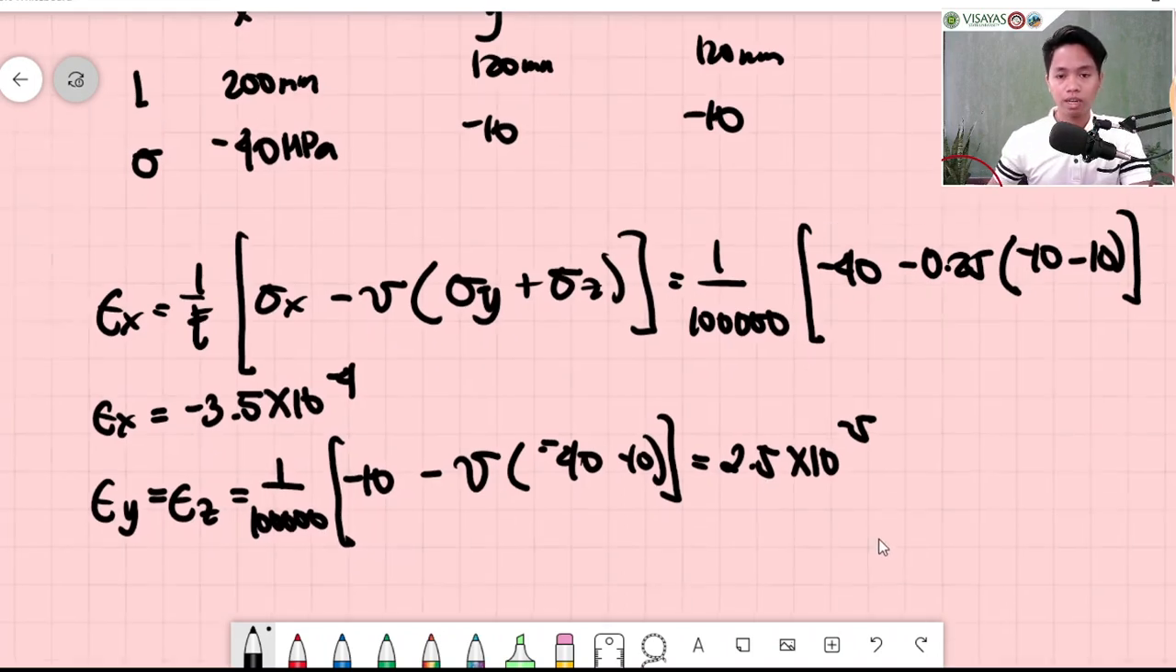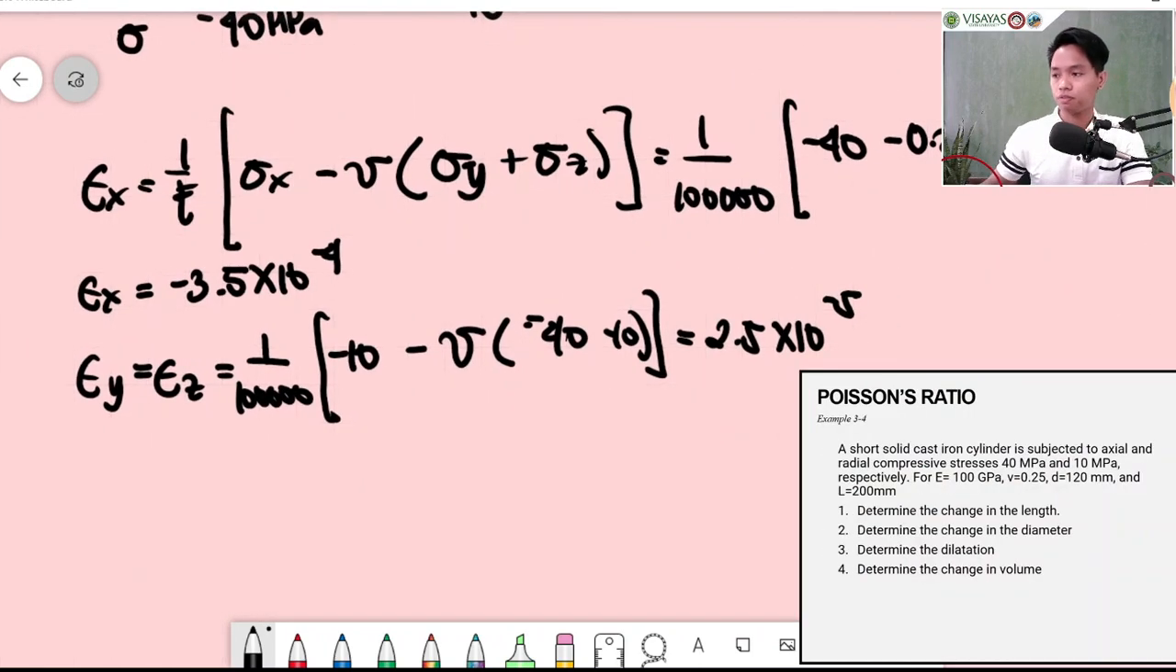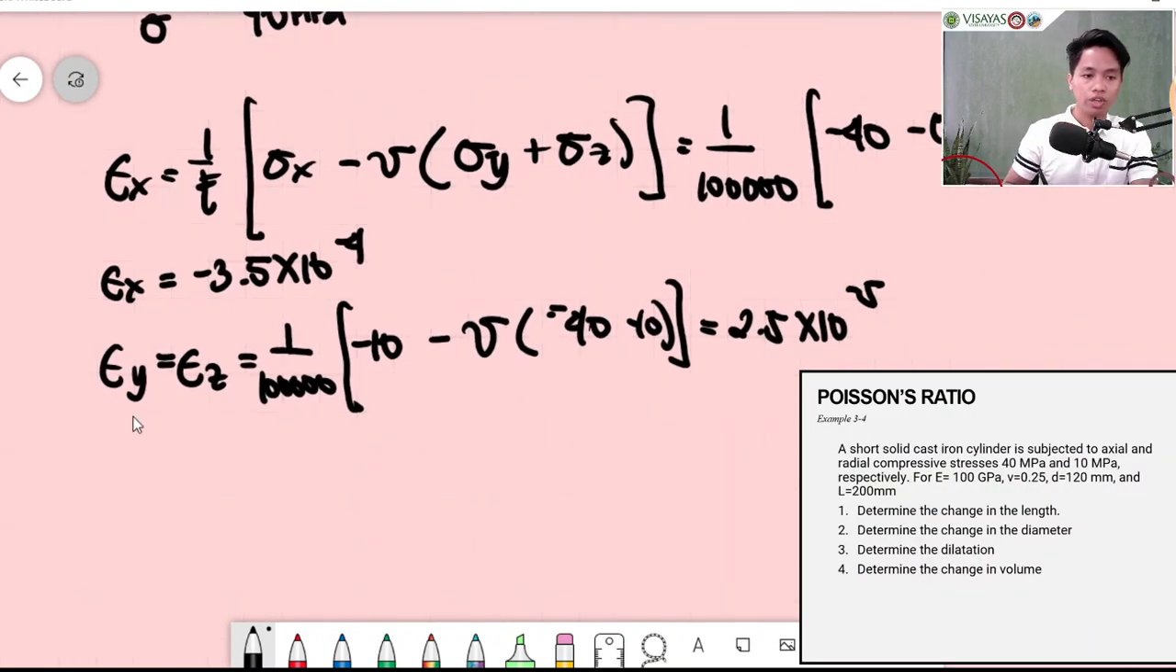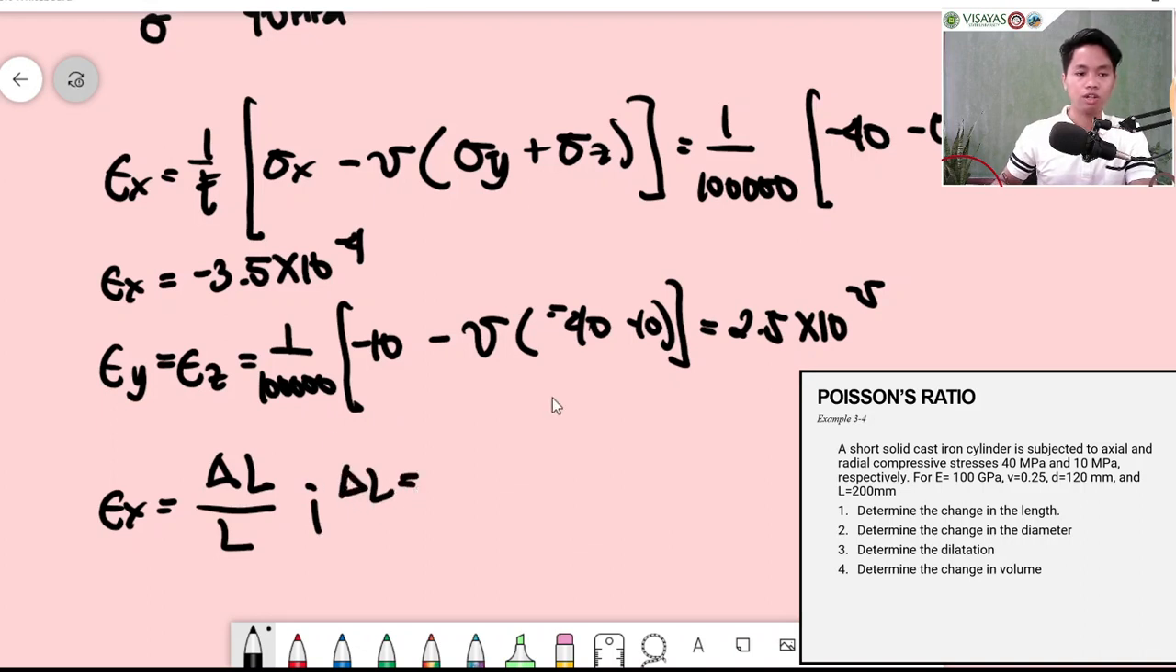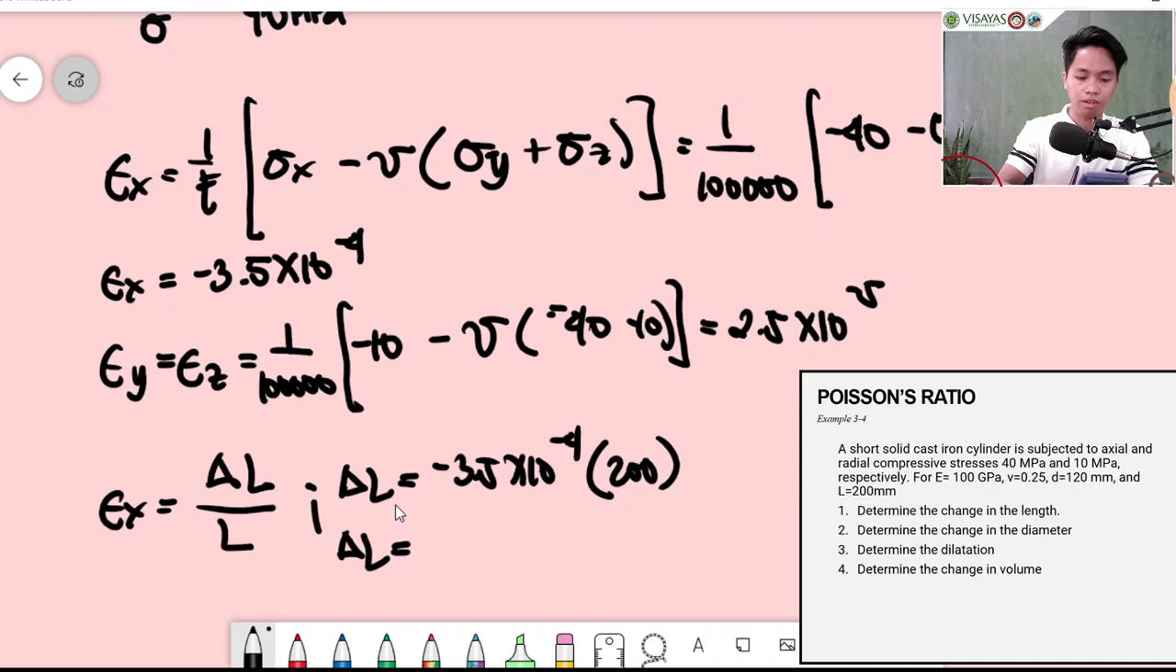So therefore, we can now solve for the first question, the change in length. Your strain at X is simply your change in length over your original length. Therefore, your change in length is equal to negative 3.5 times 10 to the negative 4 multiplied by your original length, which is 200. That is equal to negative 0.07 mm.